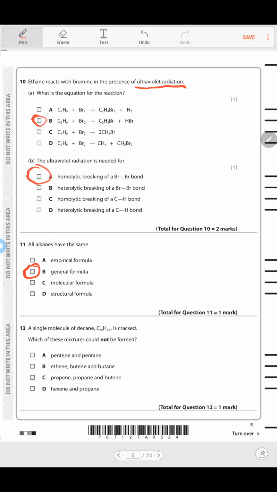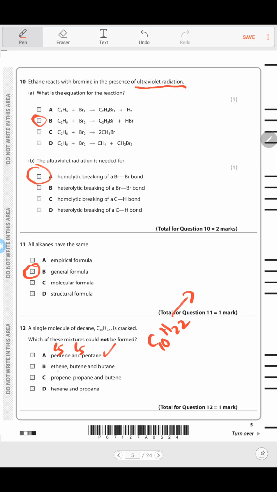Question number 12. A single molecule of decane is cracked. You are going to crack C10H22. Cracking is a very important process in the oil industry. Which of these mixtures could not be formed? To answer this, first find out which options do not give you a total of 10 carbon atoms. As an example, in answer A you have pentene and pentane. That means 5 carbons plus 5, you get 10, so this could be a correct answer.